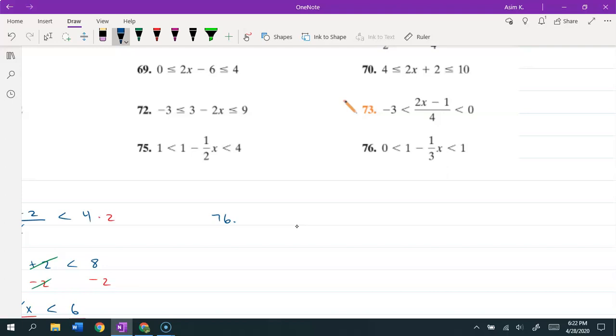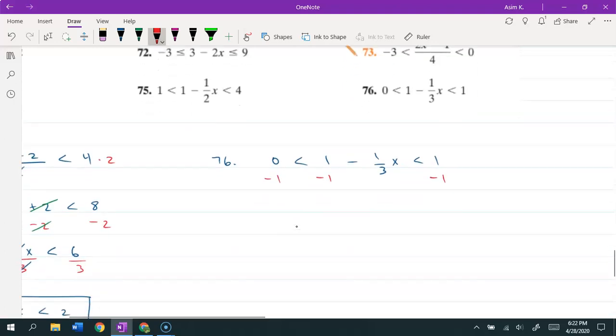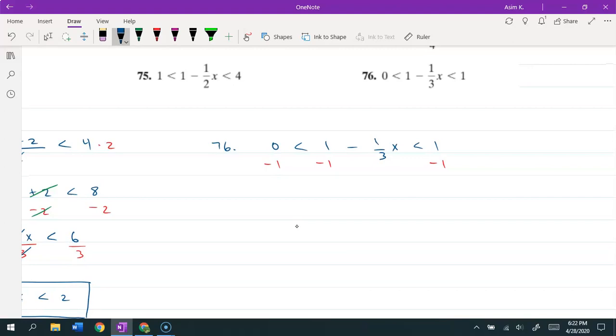Number 76, it says 0 is less than 1 minus (1/3)x, which is less than 1. So the first thing that you'll realize is we've got to subtract 1. All right, so I go ahead and I subtract 1 everywhere. So I end up with 0 minus 1 is negative 1, and this crosses off. I have negative (1/3)x in the middle, and on the right side I have a 0.